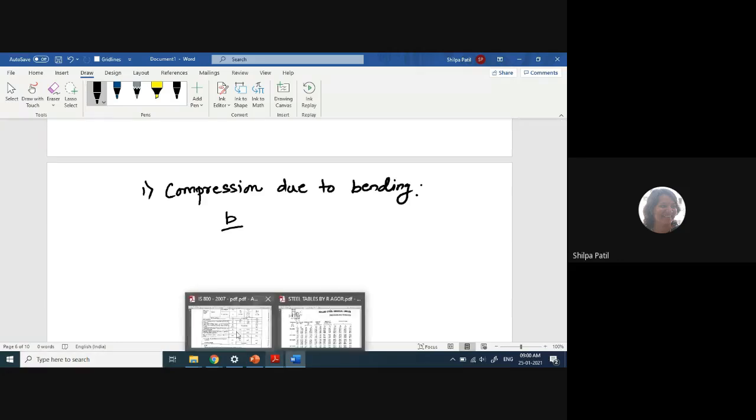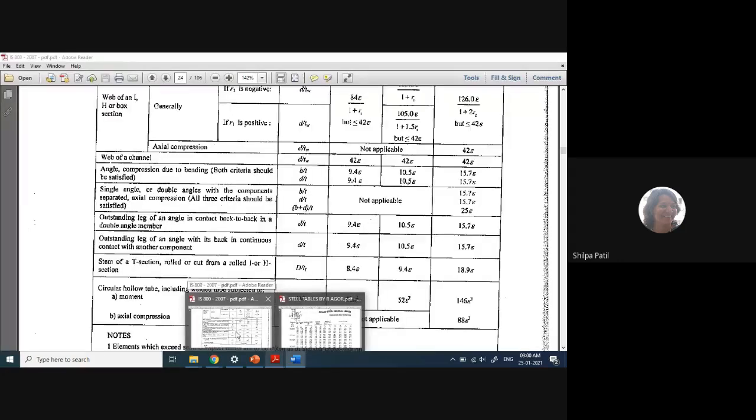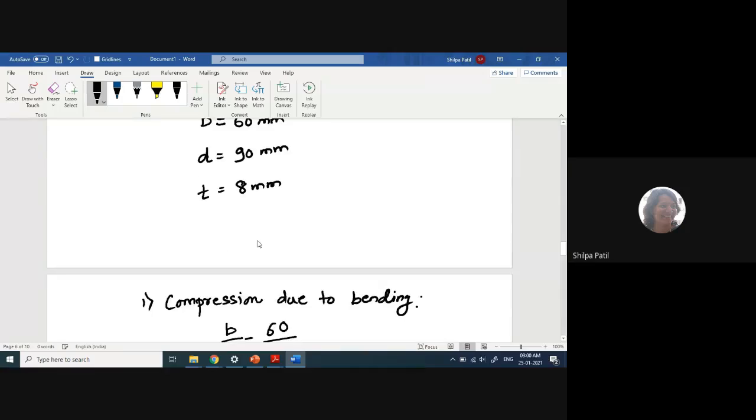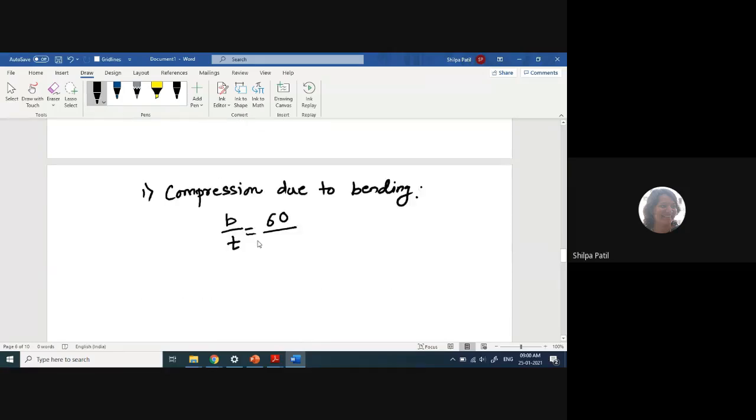What is given in the code? It is B by T and D by T. So B by T, what is our B value? It is 60, but T is 8 mm, so 7.5. Let us find out D by T also. It is 90 by 8, which is 11.25.